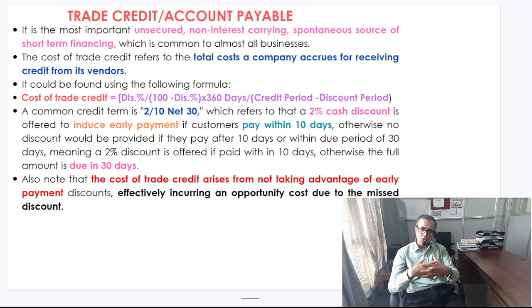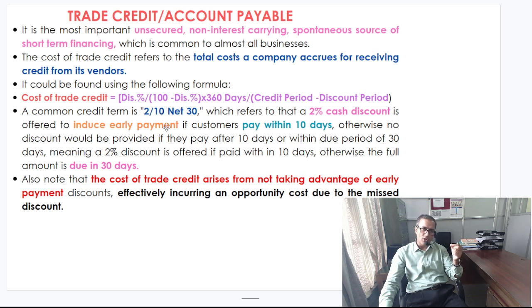Now the question is how we find the cost of trade credit. The term you need to understand here is the credit term, that is 2/10 net 30. That means if the customer pays within 10 days, they would enjoy a 2% cash discount. Now if the customer pays beyond the 10 days, they will not enjoy any discount. The customer receives this discount when they pay within the discount period of 10 days.